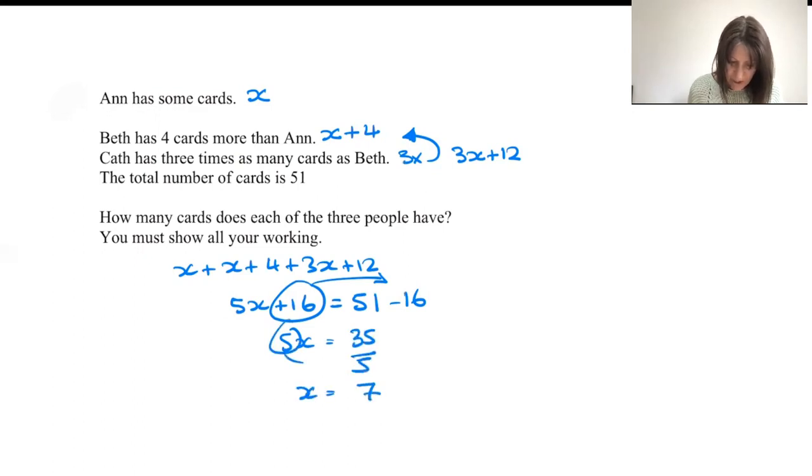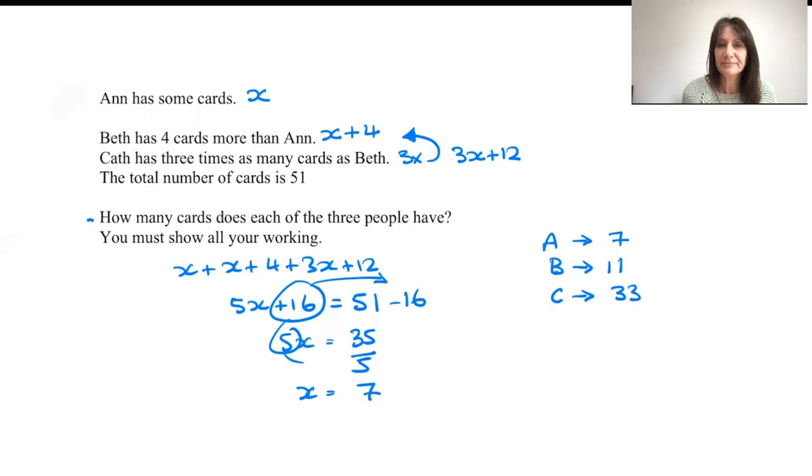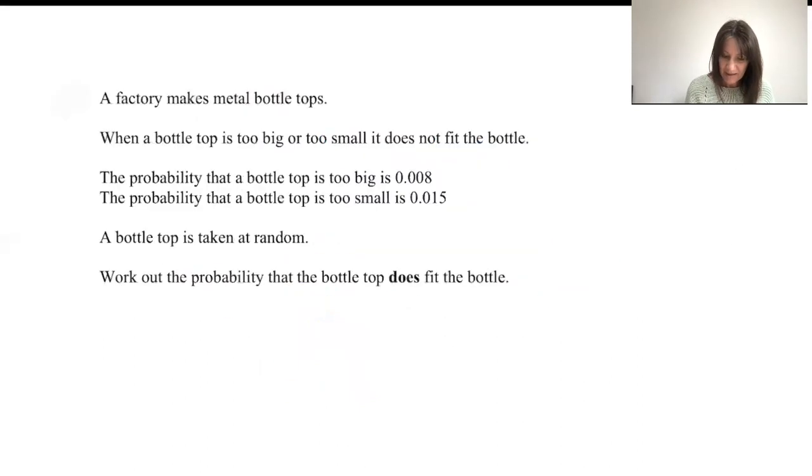So I've got to work out how many cards each of them have. So Anne has x, which is 7. Beth has 7 plus 4. And Kath has 3 times 7 plus 12, which comes out as 33. So hopefully that went well. Next question, hit pause and press play when you're ready.